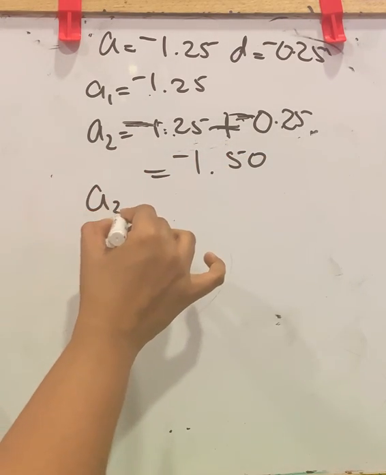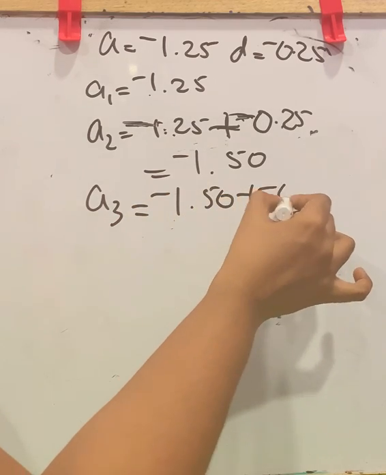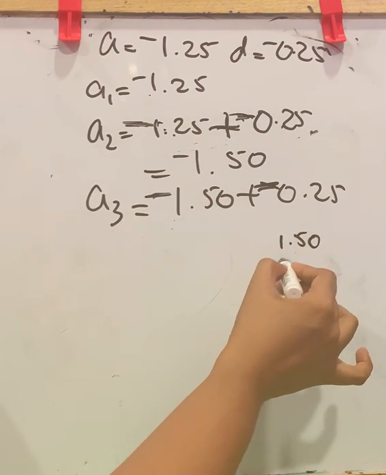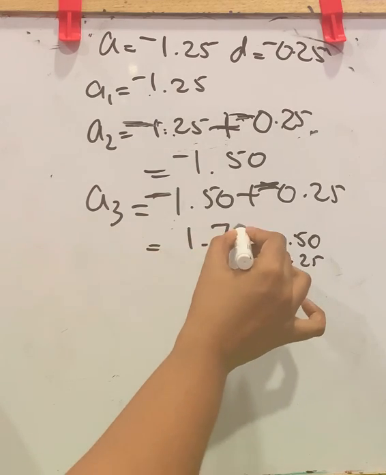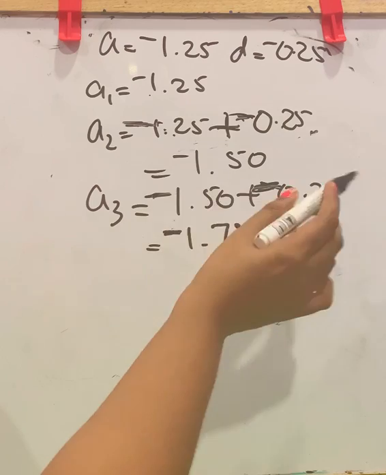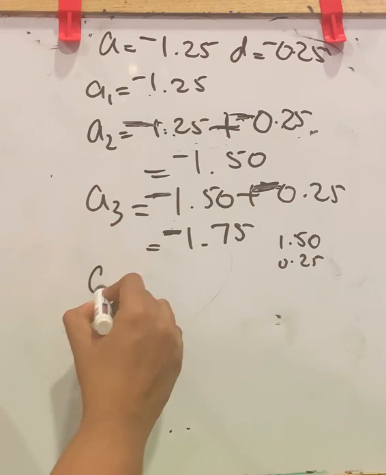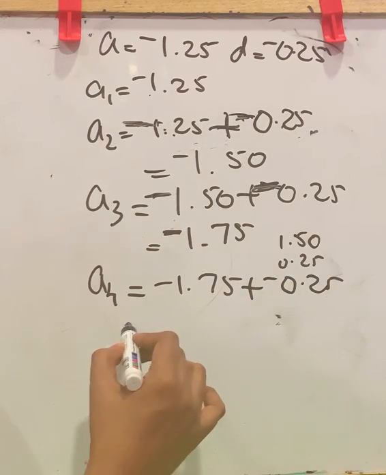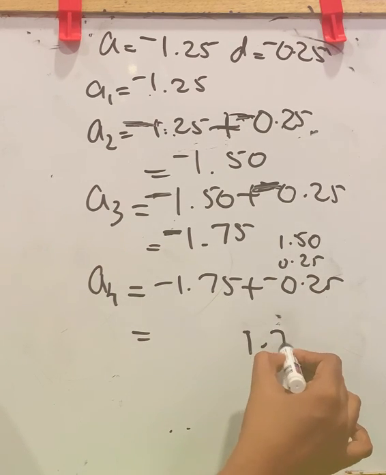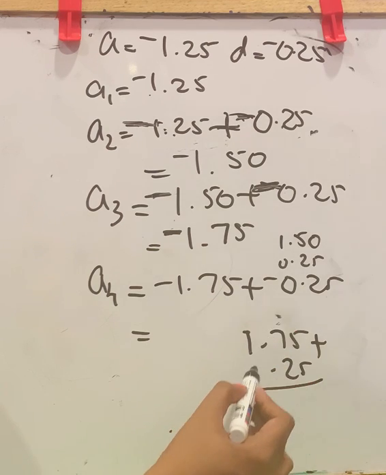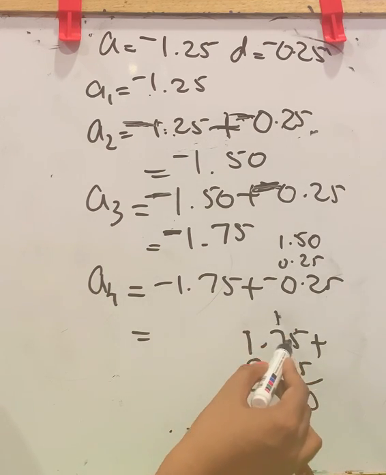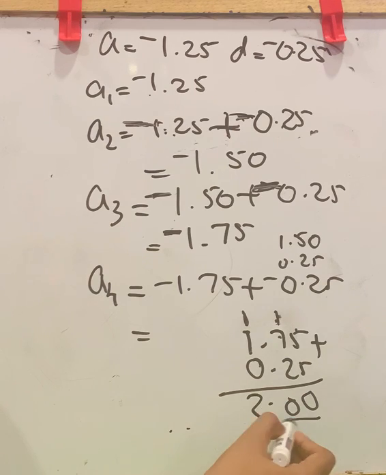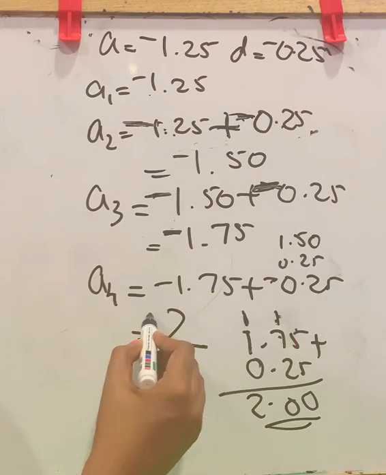Now this is the second term. To find third term, minus 1.50 plus minus 0.25. Again same signs. So simply add it. 1.50 plus 0.25 is 1.75. Don't forget to write the negative sign because both are negative. Negative 1.75. Now again A4. This is the third term. So plus negative 0.25. The result will be, I will show it here, 1.75 plus 0.25. 5 plus 5, 10. 7 plus 1, 8 plus 2, 10. Now, balance 1 is here. 1 plus 1, 2. 2.00 means simply 2. Both are negative, so write negative.